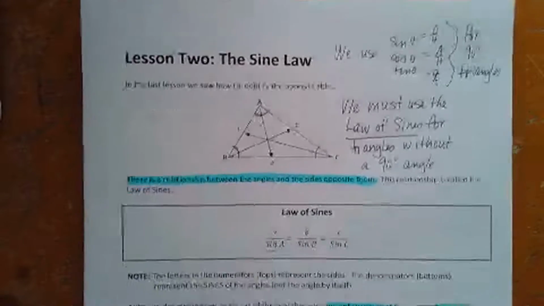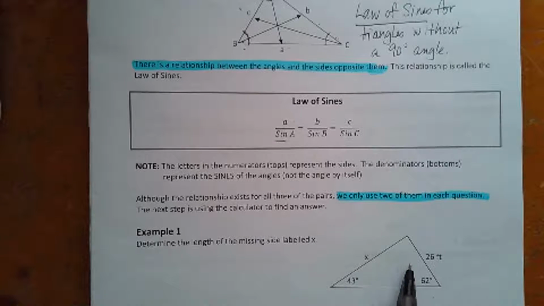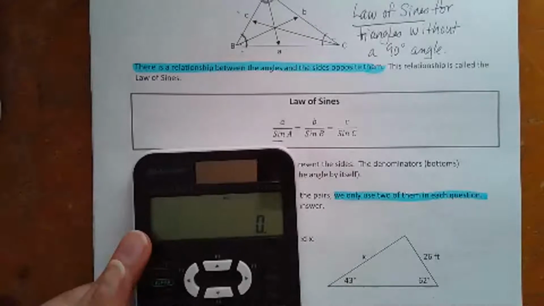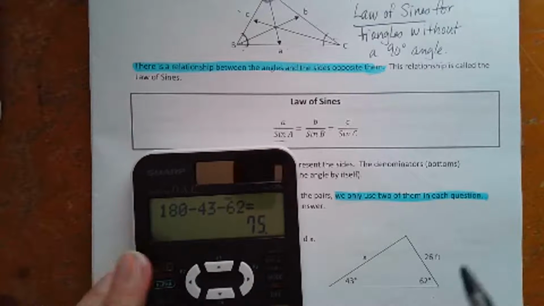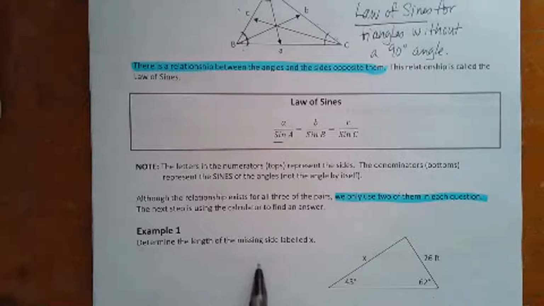Okay, so we can see this triangle here. If I was going to find the missing side, or the missing angle, let me just double check this. 180, take away 43, take away 62. Yeah, this is 75. It's not a right angle triangle, so we can't use SOHCAHTOA. So now you're asked to find missing side x.